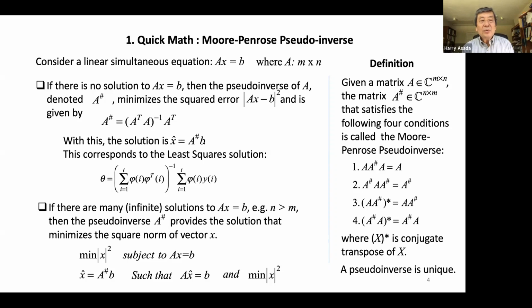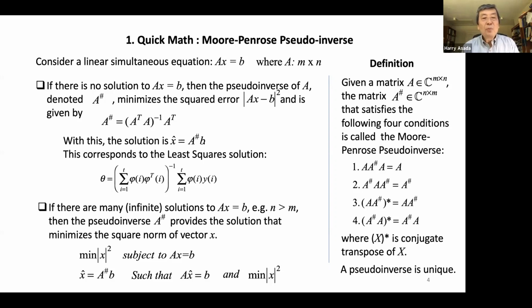So there are two cases. This linear simultaneous equation AX equal B can be treated, and the pseudo inverse provides the solution to the following two problems, okay? One is the case where no solution exists to this equation. The solution exists when the rank of A equals the rank of A concatenated together with B, right? That's something that you learned.